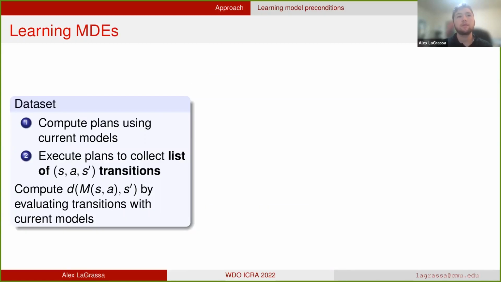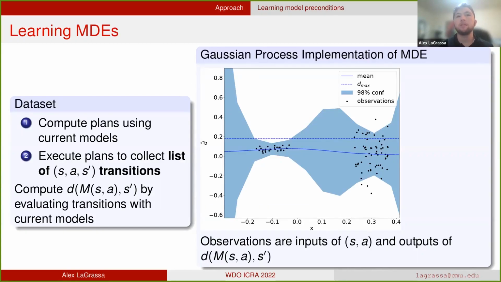This is the process for learning MDEs. The implementation that we use for the MDE is a Gaussian process, where the observations are inputs of state action pairs, and the outputs are the deviation.